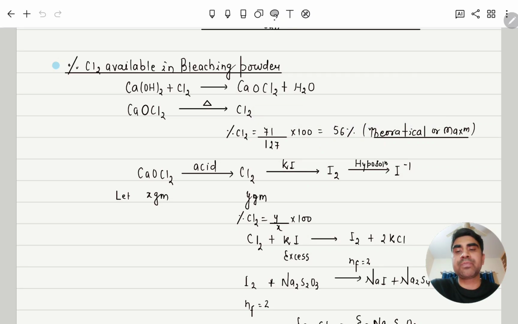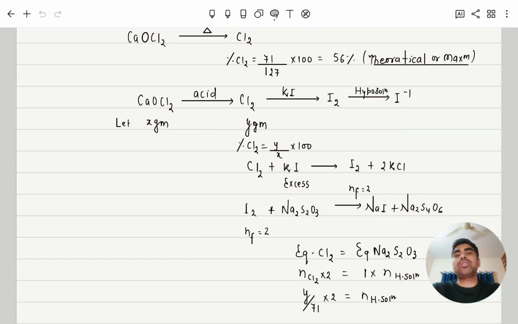What? Cl2 gas. Now we are calculating how much will actually be present, depending upon the reaction or the question given. So here you can see bleaching powder, x gram, when we treat it with acid, let's suppose acetic acid, it will form Cl2 gas, and this Cl2 gas, let's suppose, is y gram. So according to this, the percentage of chlorine will be y divided by x into 100, correct?